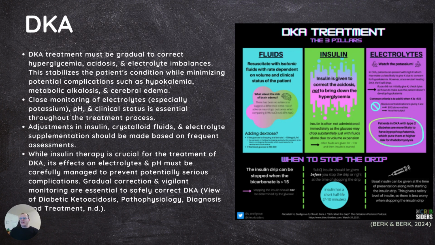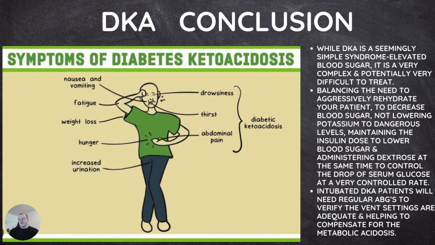So, DKA treatment again must be gradual to correct the hyperglycemia, the acidosis, and the electrolyte imbalances. You must monitor closely, and adjust the insulin and fluids and electrolyte supplementation. So again, you have to do all of these things gradually and take your time, provide support, and help your patient through a difficult illness and a difficult syndrome.